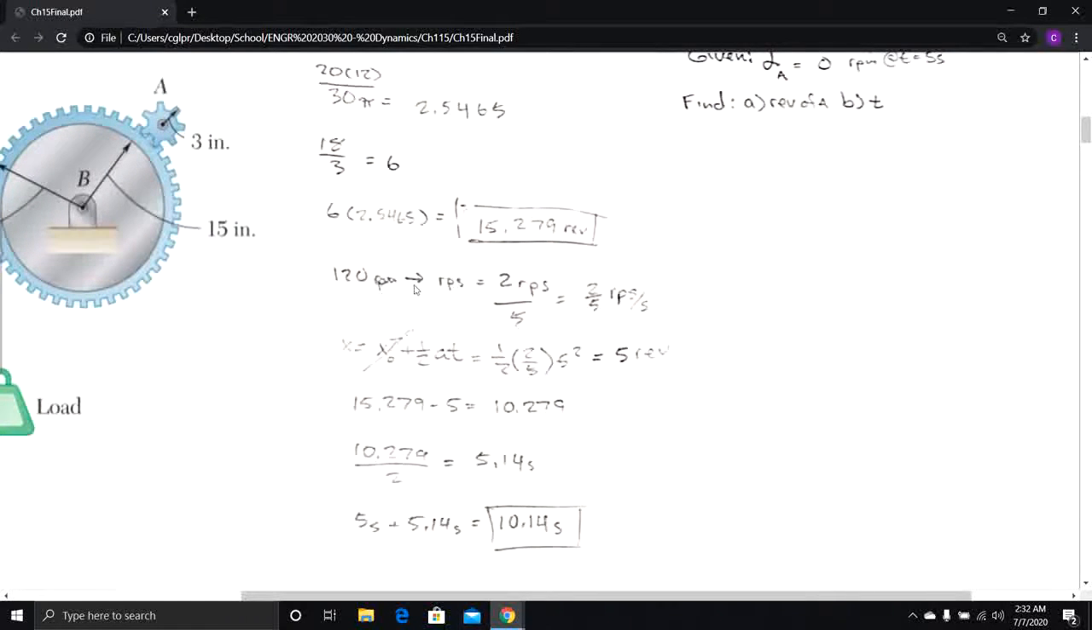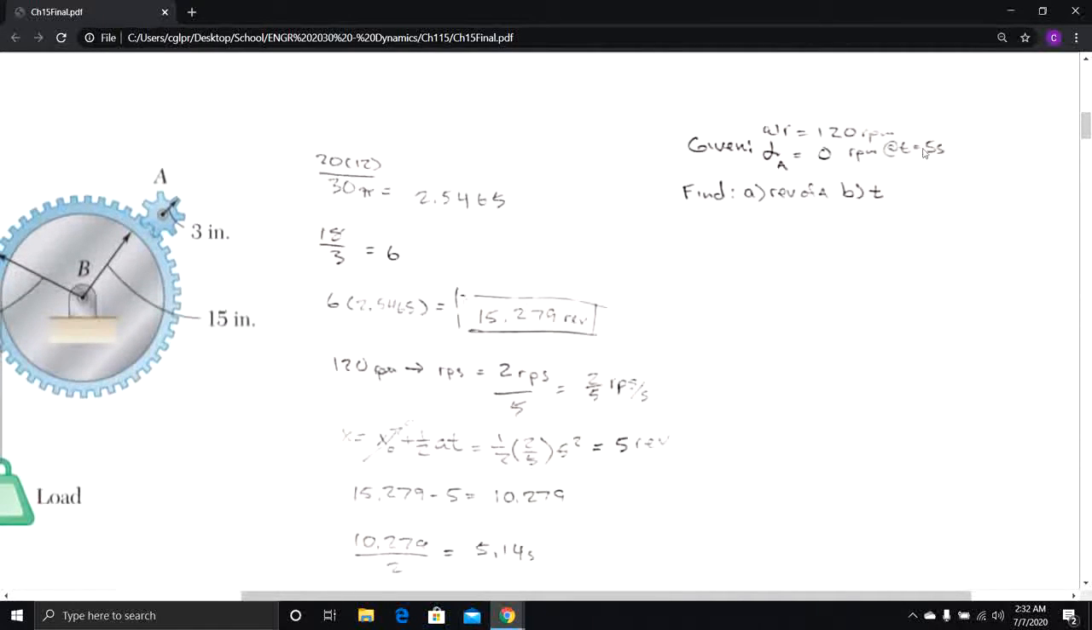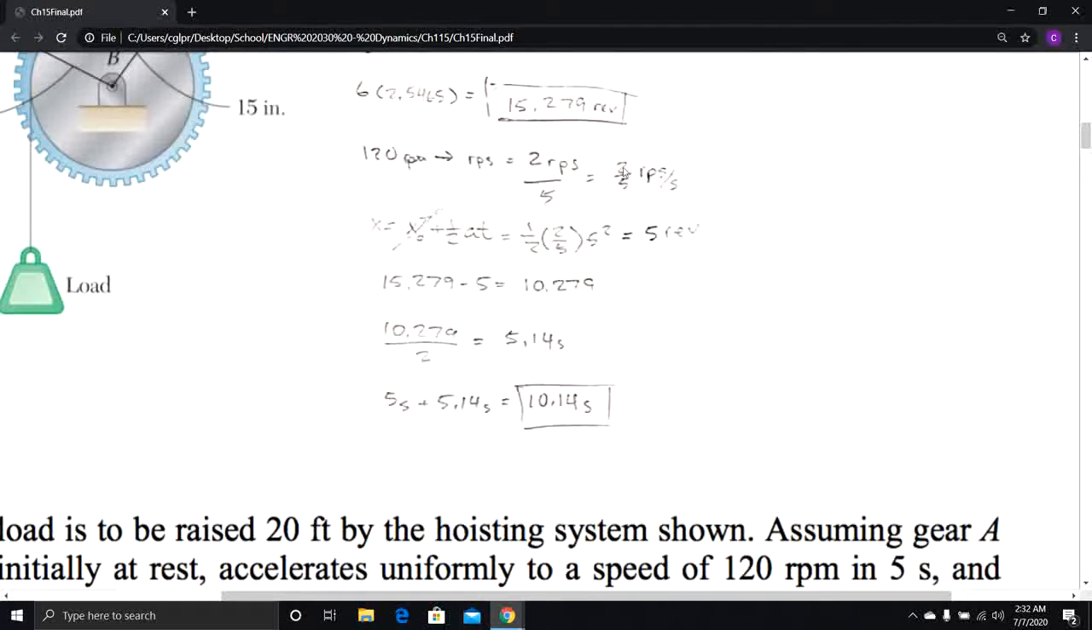Then turn revolutions per minute into revolutions per second just by dividing this number by 60. It's 2 revolutions per second. If I divide that then by 5, since it's going to take 5 seconds to take it to 120 RPM or 2 RPS, I find that it's accelerating at 2/5 rotations per second squared. And then use the good old kinematic equation used way back, it seems like now, to be able to find it's going to take 5 revolutions.